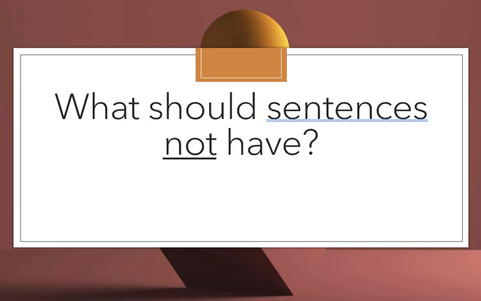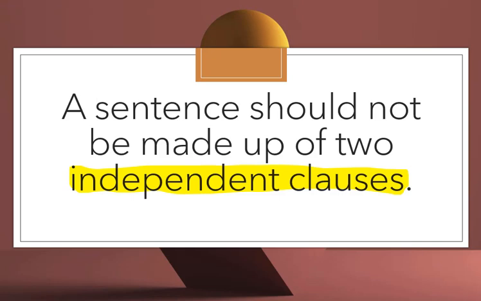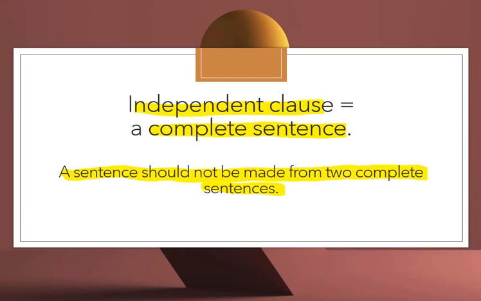Okay, so that's what a formal correct sentence should have in it. If that's what it should have in it, what should sentences not have in them? All right, let's have a little look at the main reason. A sentence should not have in it two independent clauses just sitting side by side. You're probably throwing your hands up in the air right now going, I don't know what an independent clause is. This is too hard. Actually, an independent clause just means a complete sentence. So a sentence should not be made up of two complete sentences.